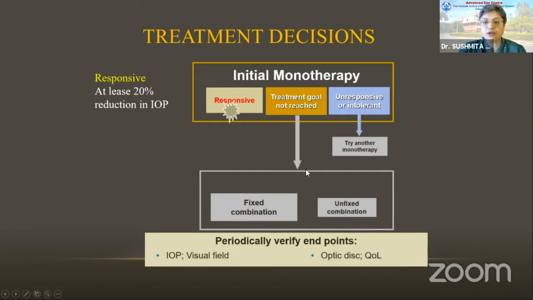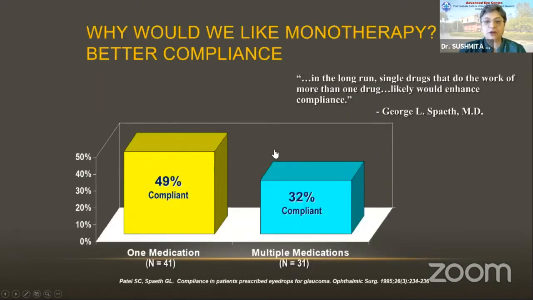Now, if the treatment goal is not reached, we have either a fixed combination or an unfixed combination, and this is where the story starts. But periodically, we need to verify the pressures, the fields, the optic disc, as well as the quality of life as we go along. Why would we like monotherapy? Of course, there's better compliance, 49% with one medication compared to 32% with more.